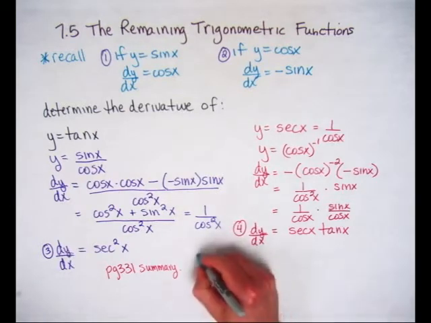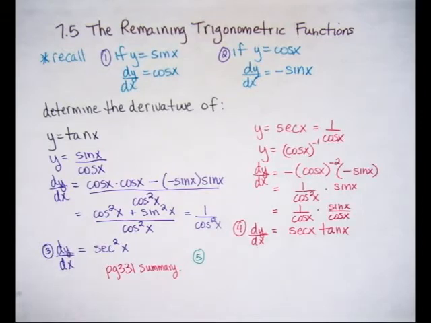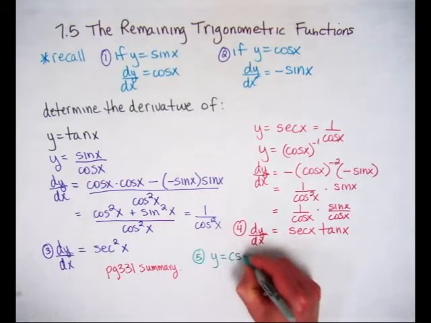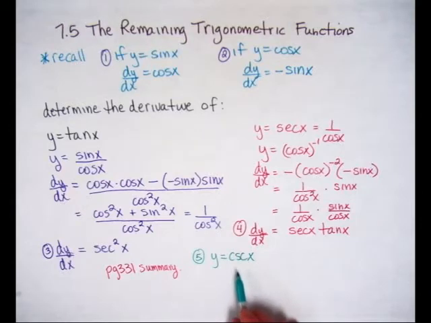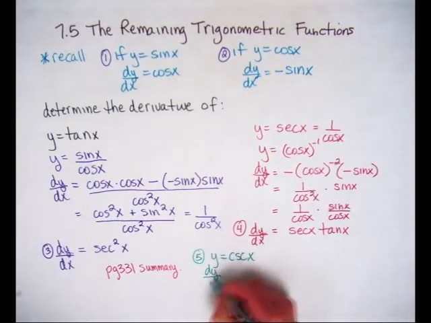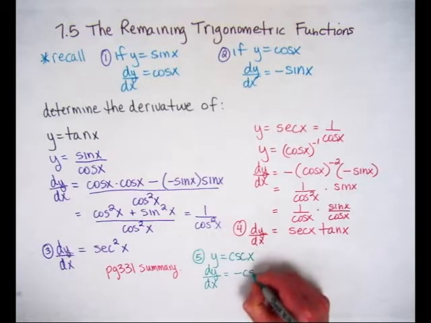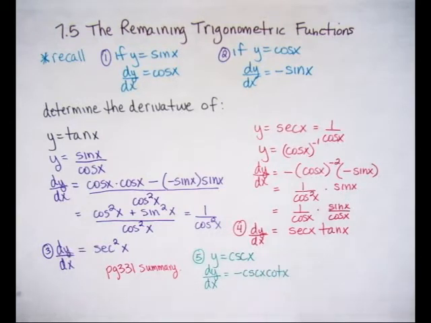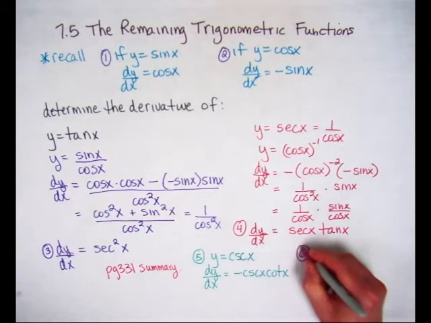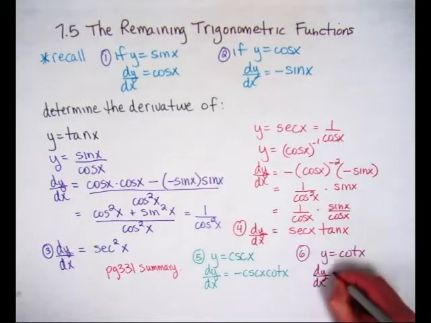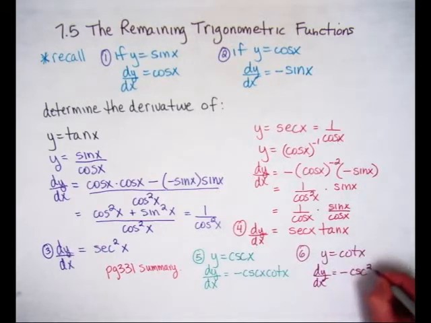So for number 5, we've looked at sine, cos, and tan, and now we've looked at secant. So we're going to have also y equals cosecant x. And again, the way you would do that is you would just write it as 1 over sine. But it turns out that if you have cosecant x, the derivative is negative cosecant x cotan x. And the last one, number 6, would be for cotan. If we had cotan x, then the derivative dy dx would be negative cosecant squared x. So those are your 6 derivatives.